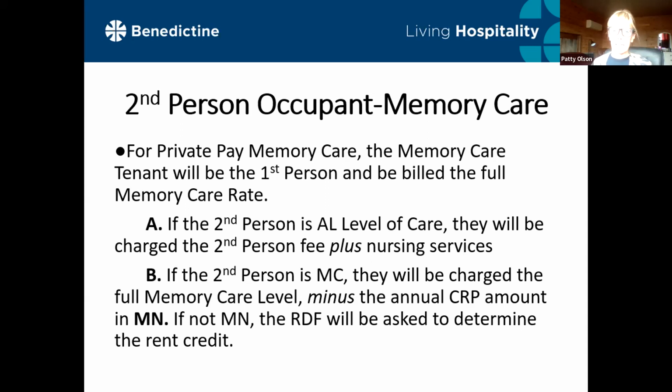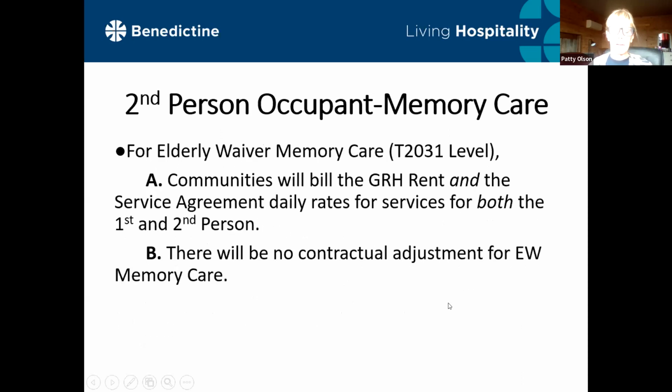If the second person is an AL level of care, they will be charged the second person occupant fee plus their nursing services. If the second person is memory care, then they will be charged the full memory care level minus the annual CRP amount in Minnesota. If not in Minnesota, the regional finance director will be asked to determine the rent rate. And you'll probably have to include the regional finance director even in Minnesota to get your CRP rate.